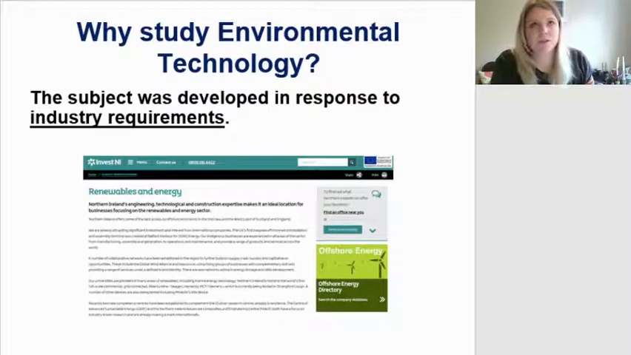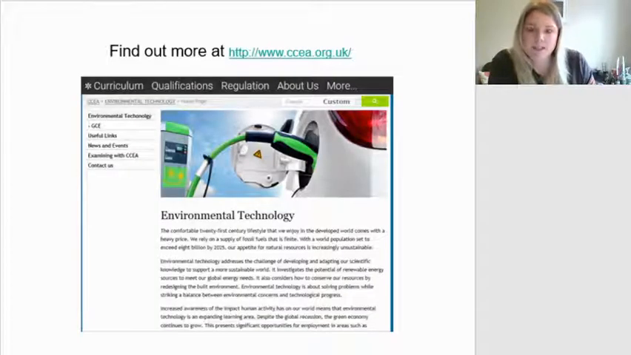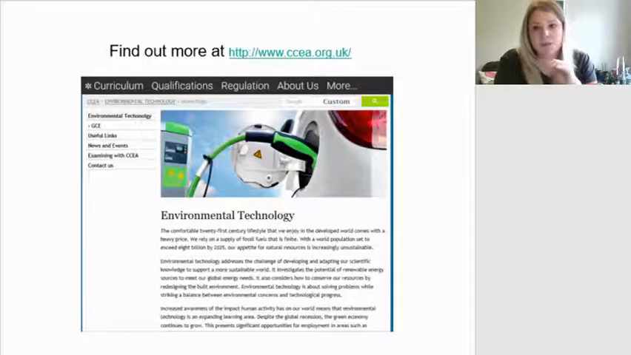So why would you want to study environmental technology? Northern Ireland in particular has a lot of renewable industry. It really is a big area that's getting developed here. But in general, it is just a good area to have a bit of knowledge on, because it's where the future is going, okay? So if you want a little bit more detail, if you just look on CCEA's website, I can give you the link to the environmental technology site, and there's more information on the subject there.